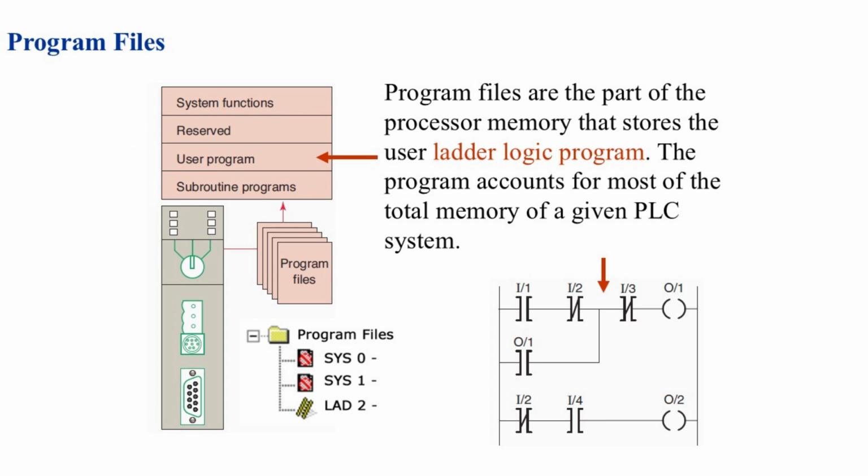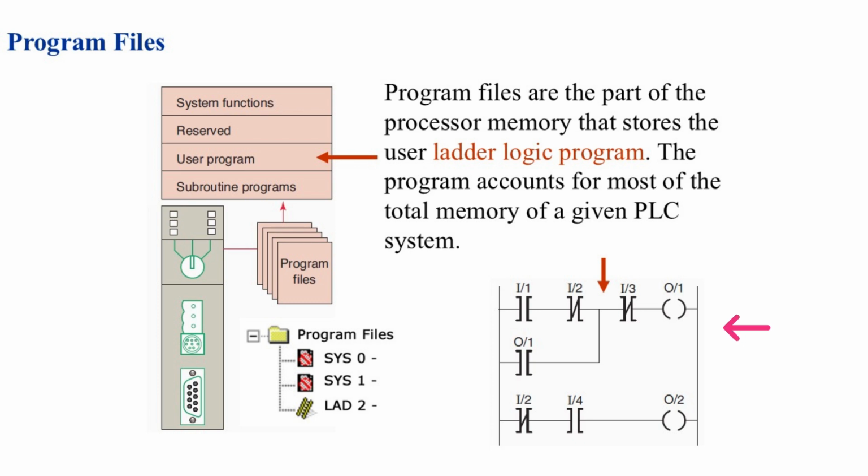In the RS Logix software, these program files are organized in a list like you see at the bottom left. sys0 and sys1 handle system-level tasks, while LAD2 is our main ladder file. By default, the PLC always starts execution with LAD2 every time it runs through its scan cycle.